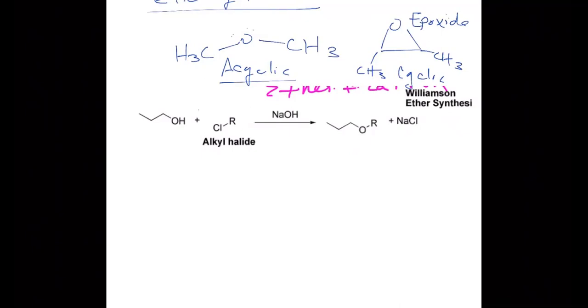All right. So the way you make them is actually pretty simple. We've seen this reaction before. You have an alcohol, you have an alkyl halide, and you use a strong base. That base is needed because you need to make the OH group a better nucleophile. So the base here, in what we call the Williamson ether synthesis, is hydroxide.